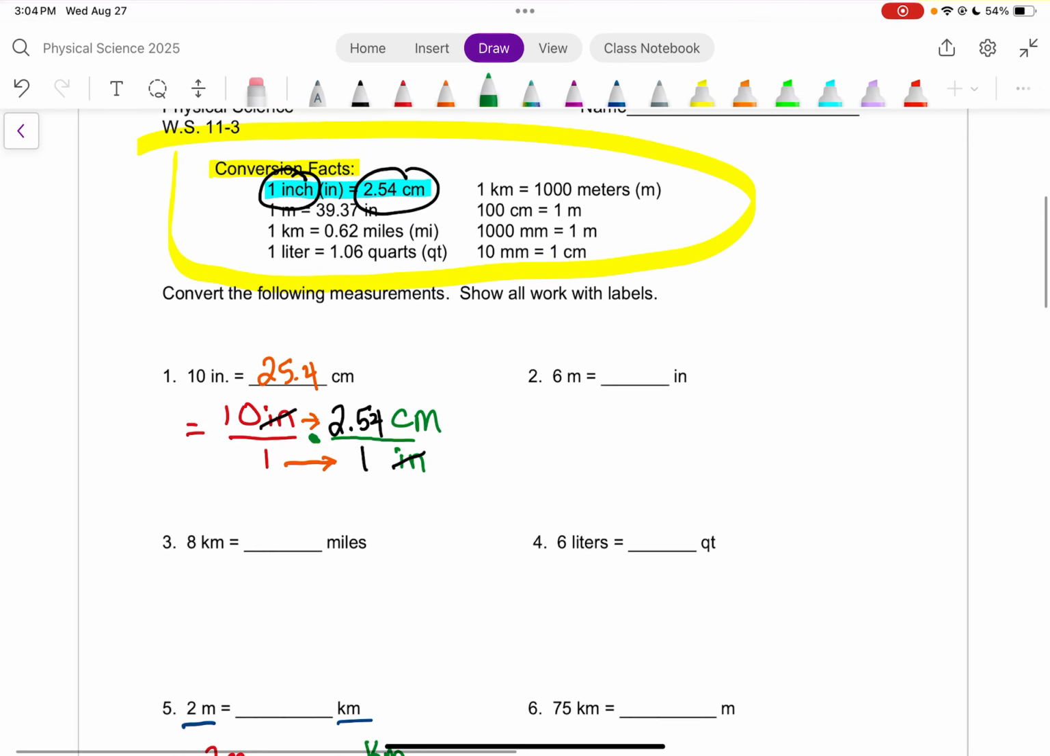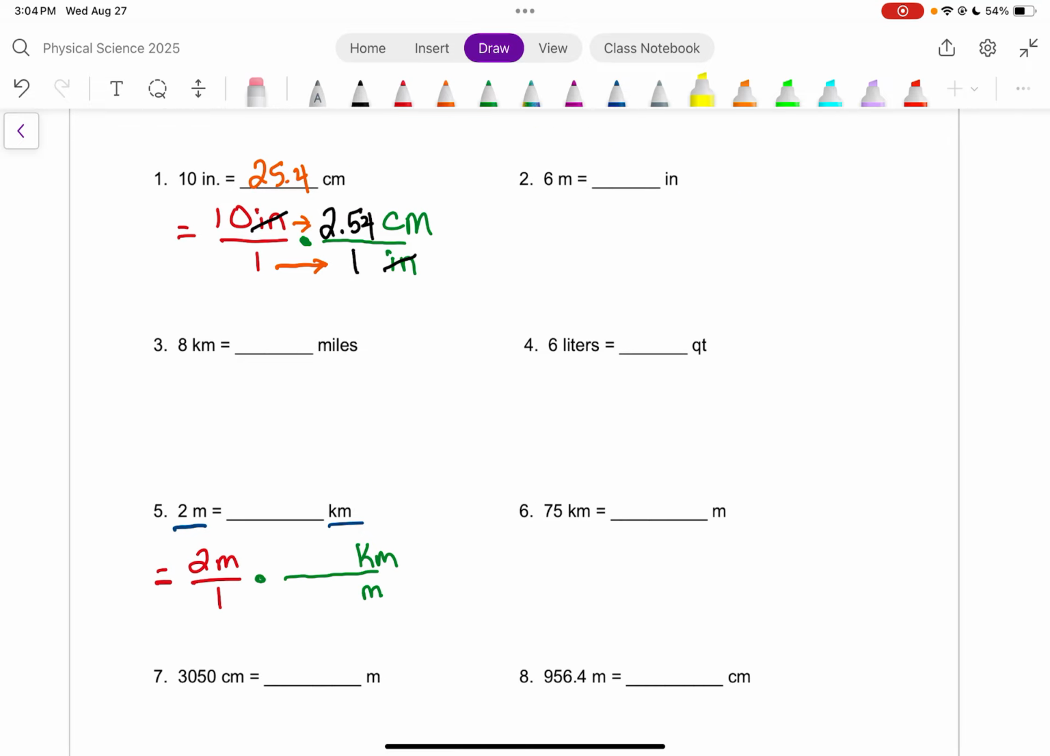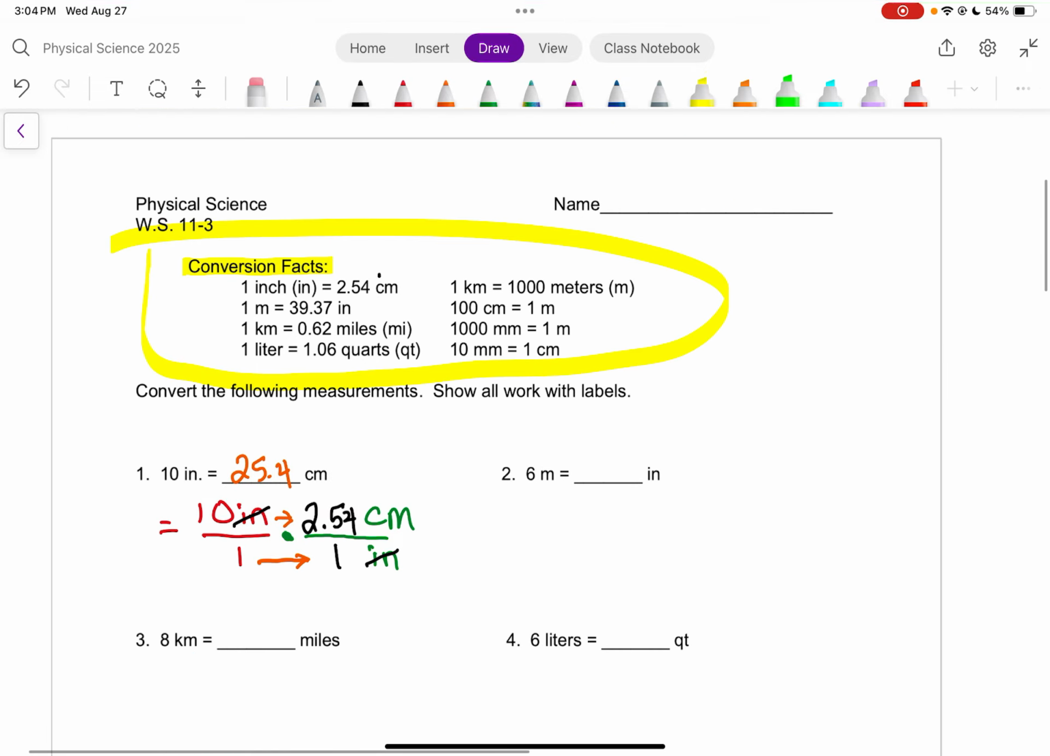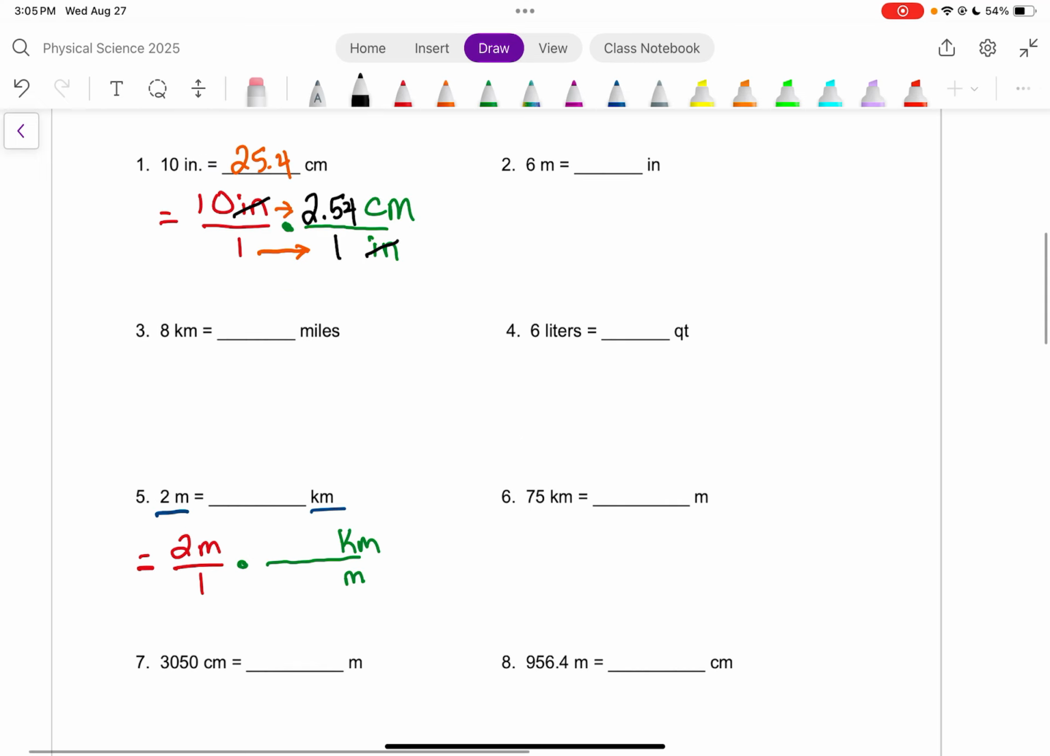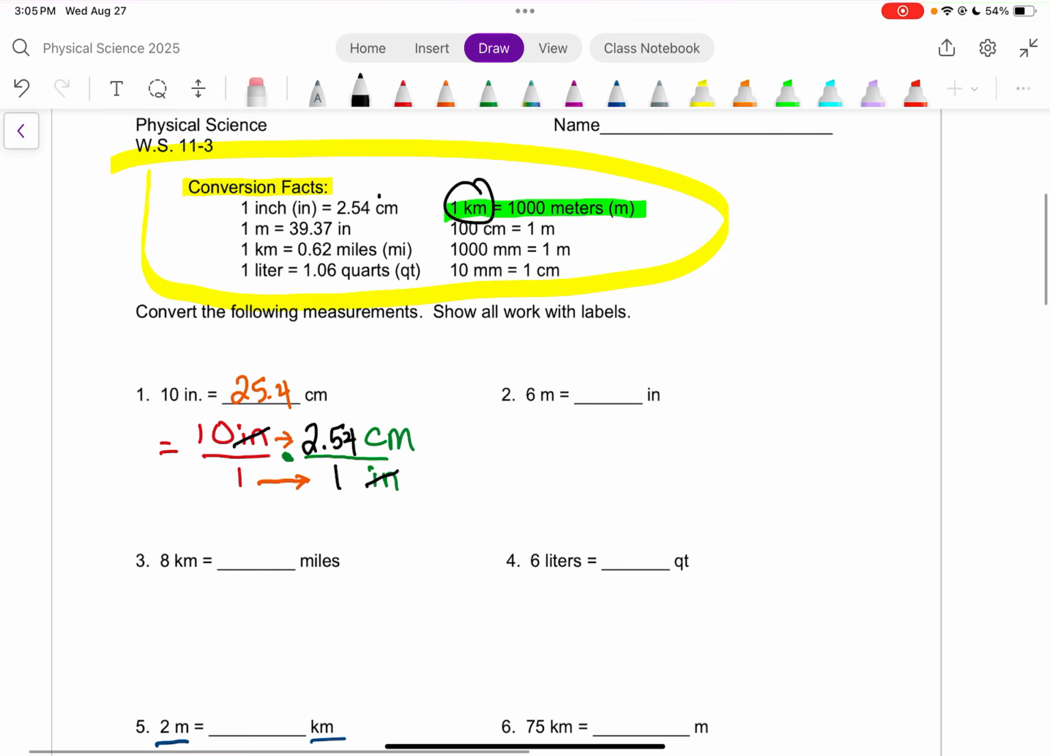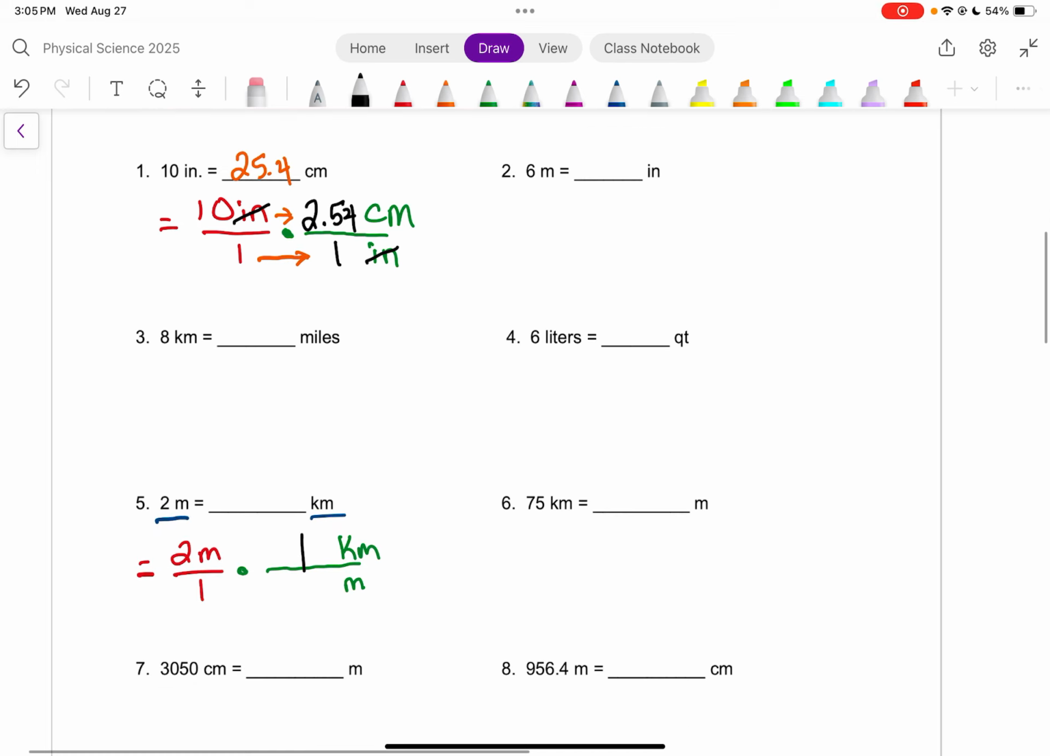Then I go to conversion facts. Let's get rid of that. I need a conversion fact now that's going from meters into kilometers. And that one is sitting right here. That's the one that goes from meters to kilometers, and it reads 1 kilometer. So I'll put the 1 by the km, and I'll put the 1,000 by the meters. Now this one's set up.